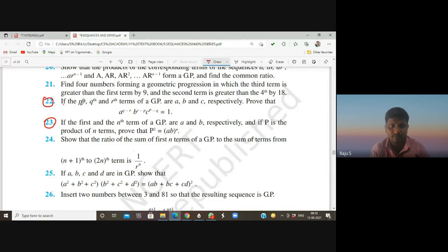Question number 22: pth, qth, rth terms of a GP are a, b, c. I told you to try these questions. I don't know how many of you tried. Anyhow, the pth, qth, rth terms of a GP are a, b, c. AP is equal to a, AQ is equal to b, AR is equal to c. Am I right?